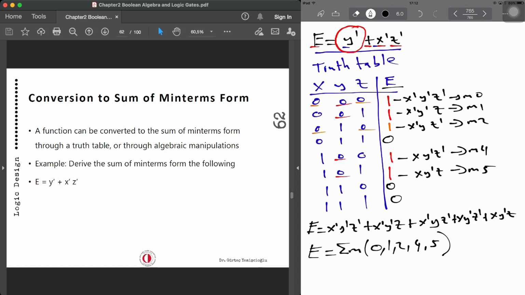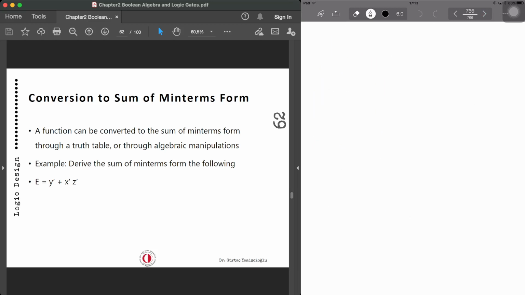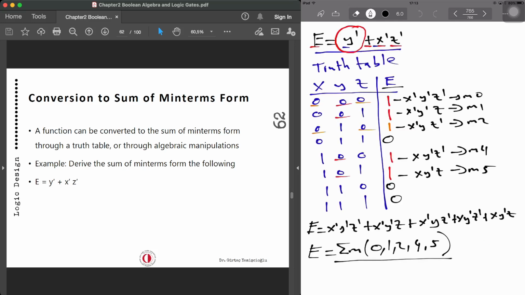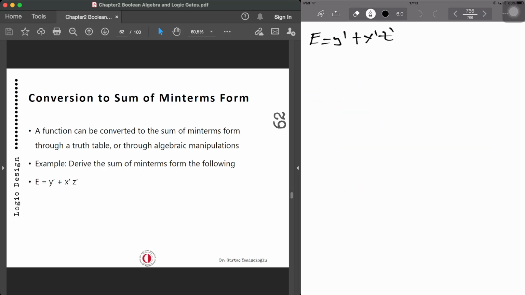We can also do this using algebraic manipulation, which I will show you next. And we will see that we are going to get the same number of min terms and the same min terms, for the same expression, E equals y prime or x prime z prime. Now, in the homeworks or in the exams, if I don't specify a method to use in order to find all the min terms, you can either use a truth table, which I already did, or you can use algebraic manipulation, which I will show you now.